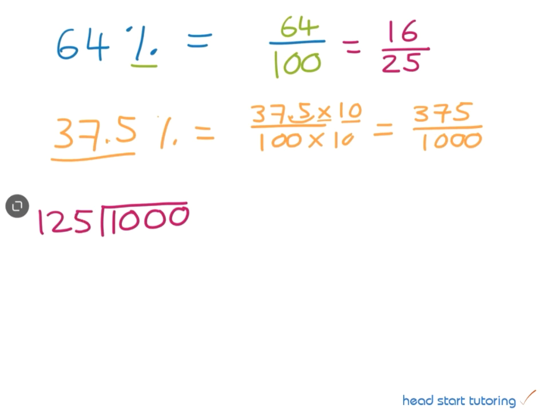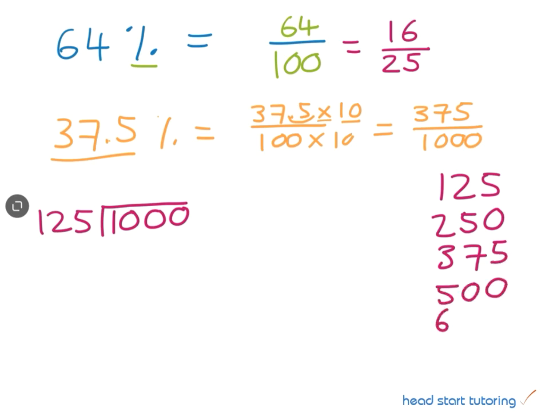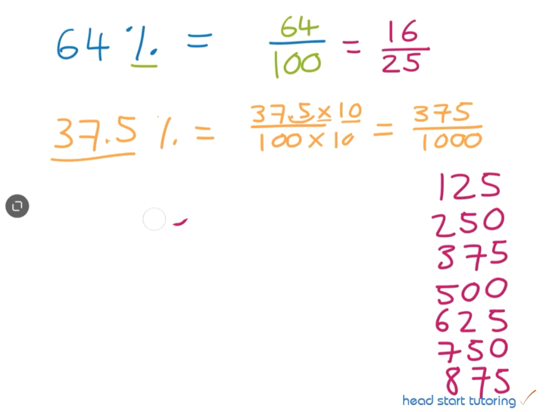So what we need to do is our 125 times table on the side. So 125, 250, 375, 500, 625, 750, 875, and then 1000. So we don't actually need to do a division there.